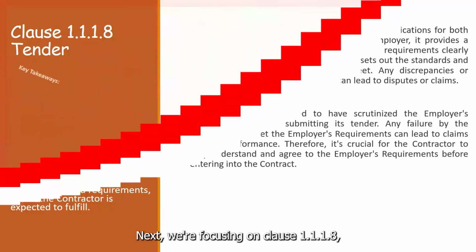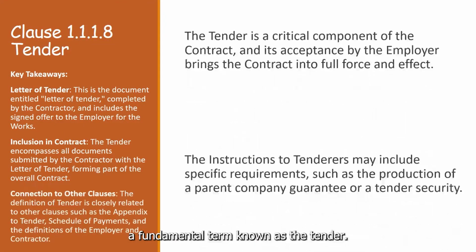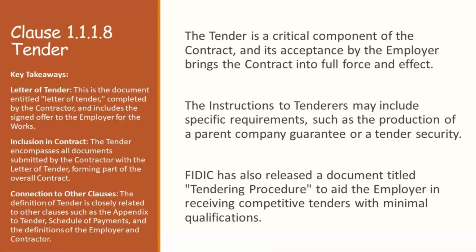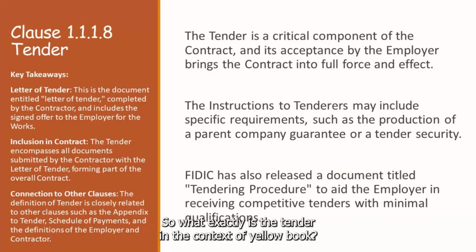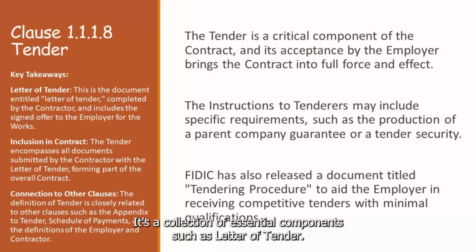Next, we're focusing on Clause 1.1.1.8, a fundamental term known as the tender. So, what exactly is the tender in the context of the Yellow Book? The tender is more than just a single document. It's a collection of essential components such as the letter of tender.